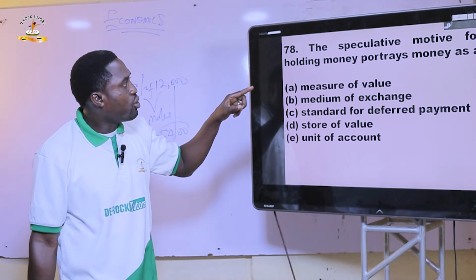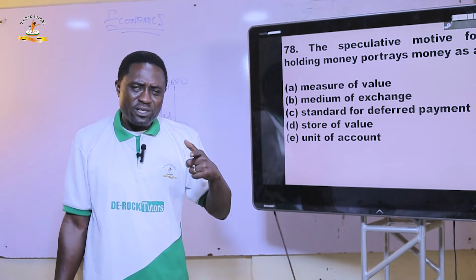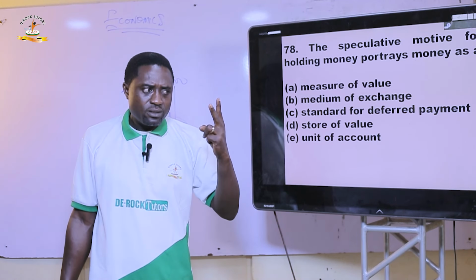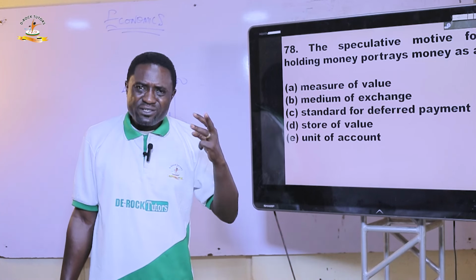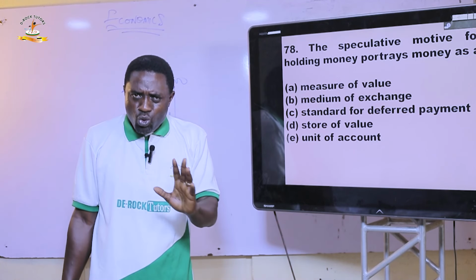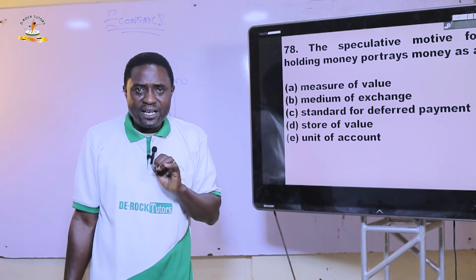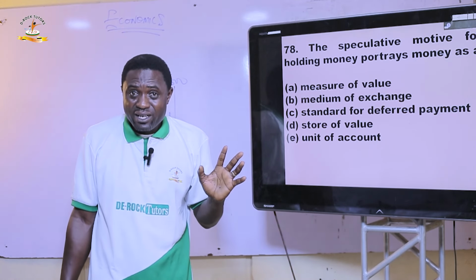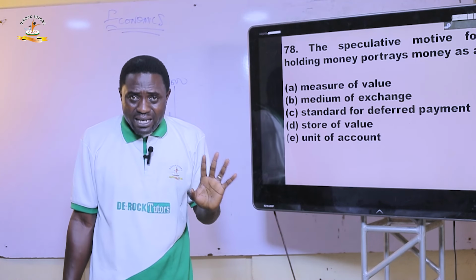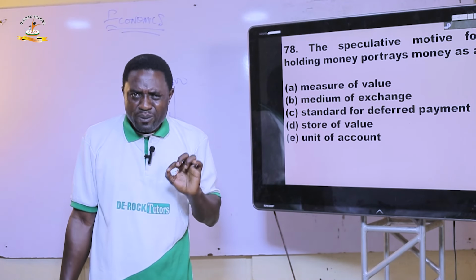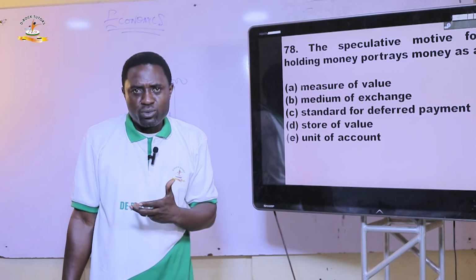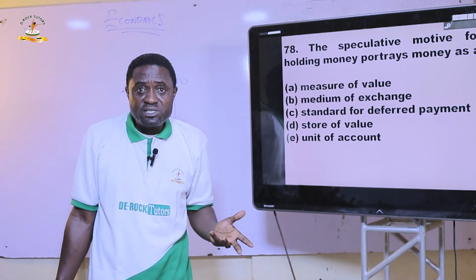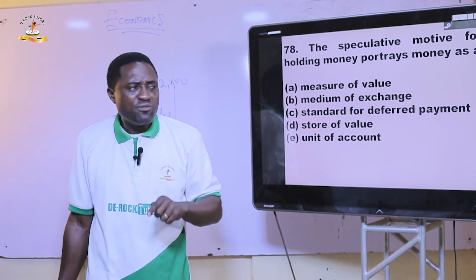The speculative motive for holding money portrays money as a speculative. I told you the three reasons why we hold money: transactionary, precautionary, speculative. Transactionary, day-to-day expenses. You hold money for that. You want to buy anything, you quickly buy. Precautionary, unforeseen contingencies. Anything can happen anytime, so you have money for that, kept separately. Speculative, for investment purpose. Opportunity can come anytime, and because you have money somewhere, you can quickly leverage on it. That is investment, speculative motive.